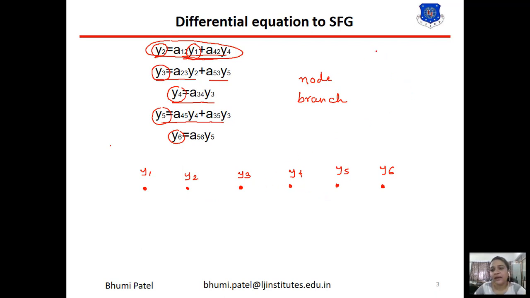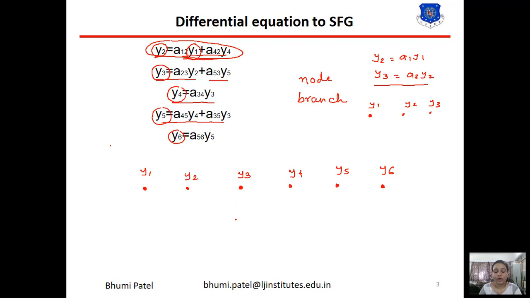Suppose the equations are given like this: y2 is equal to a1 y1 and y3 is equal to a2 y2. For those equations we have 3 nodes: the first node is y1, the second node is y2 and the third node is y3. So depending upon the outputs and the differential equations, we decide how many nodes there are in the signal flow graph. So there will be 6 nodes, y1, y2, y3, y4, y5 and y6, in these equations.